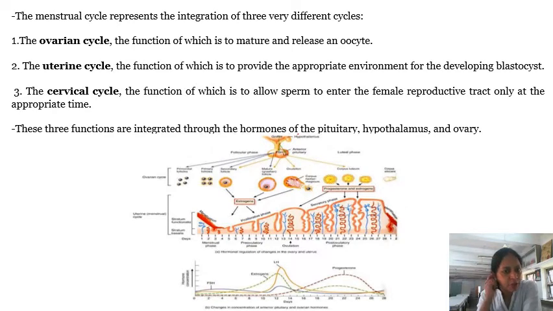This slide shows that the menstrual cycle represents the integration of three different cycles. We have the ovarian cycle, uterine cycle, and cervical cycle. In the ovarian cycle, the function is to mature and release an oocyte, whereas the uterine cycle prepares the uterus lining for the fertilization and development of the blastocyst. The cervical cycle allows the sperm to enter the female reproductive tract only at the appropriate time, and all these cycles are regulated and coordinated through the hormones of the pituitary, hypothalamus, and ovary.